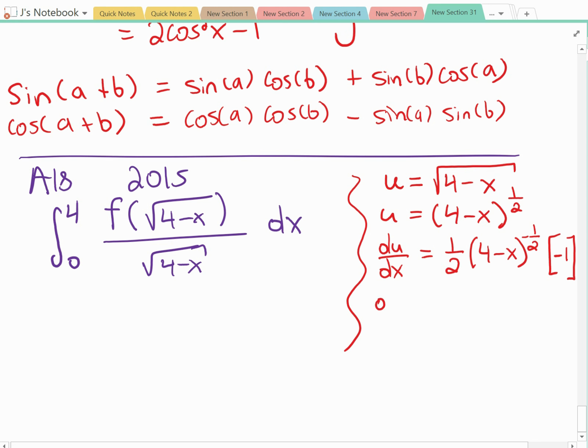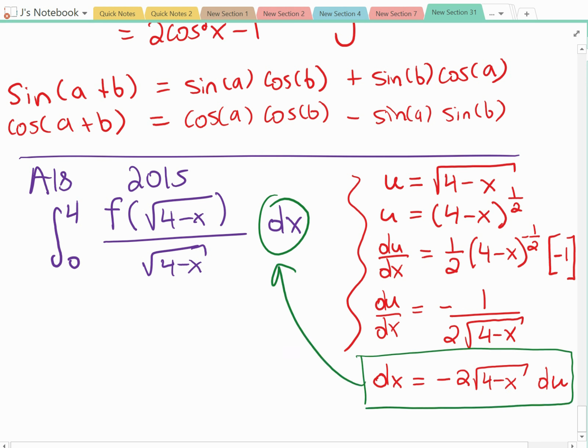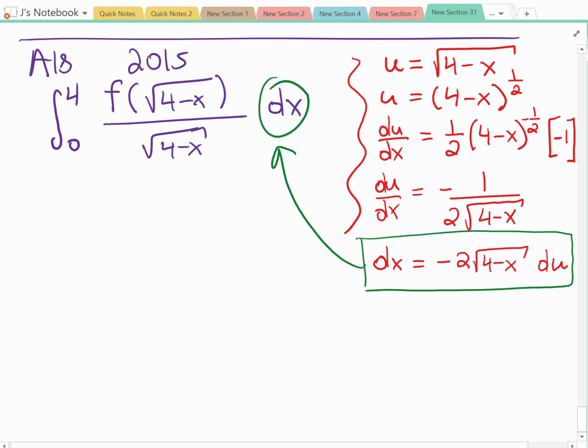And that can be rewritten. Du by dx is equal to negative 1 divided by 2 times the root of 4 minus x. Now isolate for dx. Dx is equal to negative 2 times the root of 4 minus x times du. Now we're going to use that for a substitution. Okay, but we're not quite ready to substitute yet. There's two more things we have to do. We have to check the bounds.